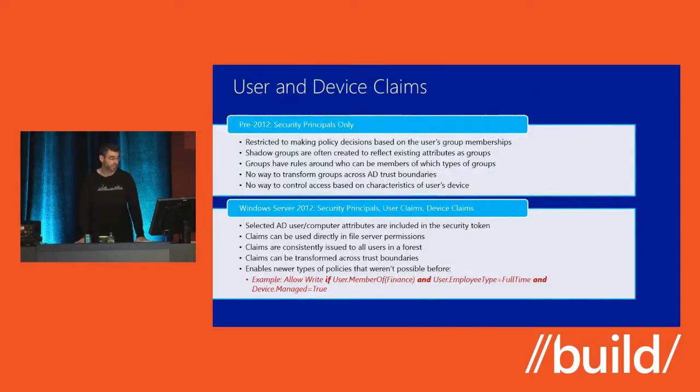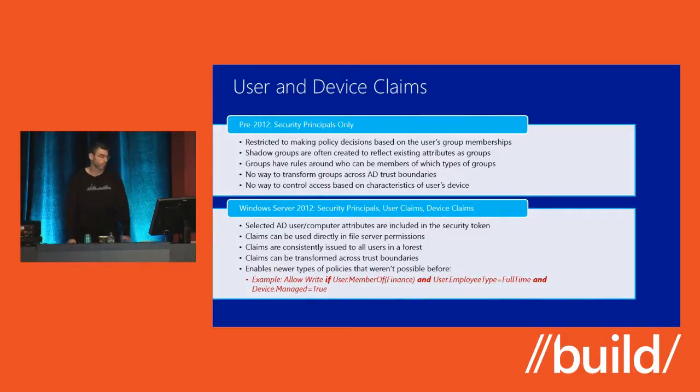So this slide is not as intimidating as it looks. Really the point here is, what do we have before and what do we have in Windows Server 2012? Prior to Windows Server 2012, we could only make access control decisions based on groups. We couldn't use the attributes in Active Directory, like a user's title or department, even though they were already there. So that led to groups being made to manage things that in some cases we already had. It led to a lot of groups.